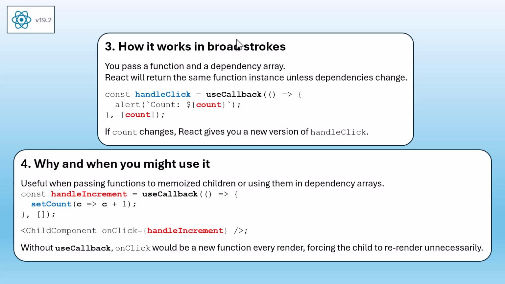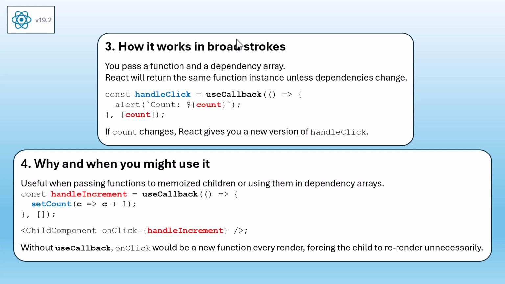4. Why and when you might use it. useCallback is primarily a performance optimization tool. It becomes useful when you pass a function down to a child component that uses memoization. For instance, the child only re-renders if its props changed. If you keep passing a new function instance each render, the child sees its prop changed and will re-render even though logically nothing changed. useCallback lets you keep the function stable so the child can skip re-rendering when appropriate.